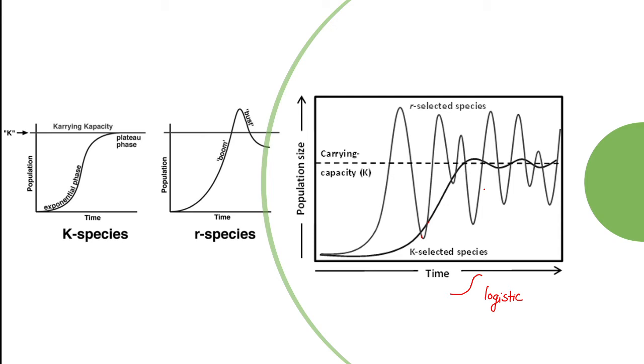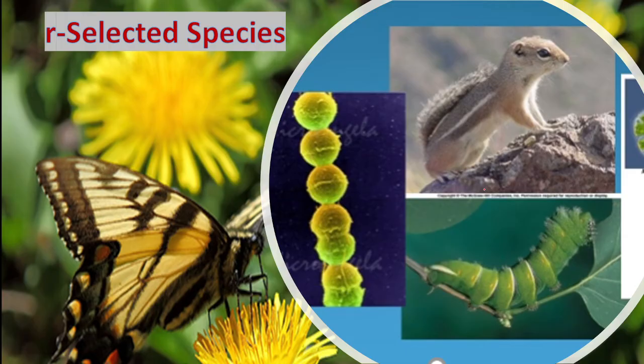So these are the two types of curves that you can see with respect to K species as well as R species. The R species are living in unstable environment. They need to ensure some of their numbers survive the dangers of their environment. Therefore, they keep on blooming and then dropping down.